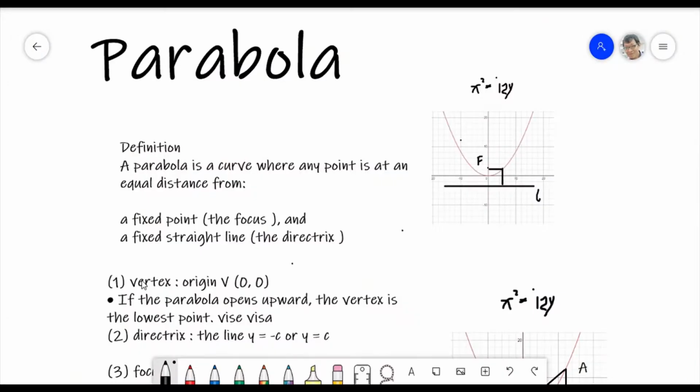Everyone, this is Joshua. Let's go on with a new subject, which is parabola. Last subject we talked about circle. Right now it is parabola. So what's the difference between a parabola and a circle, what does it look like, and what are the characteristics of the parabola? Let's start with the definition.